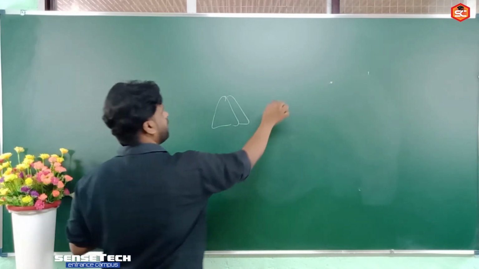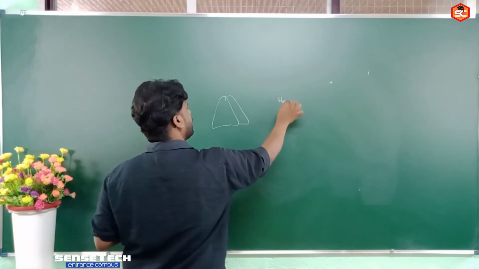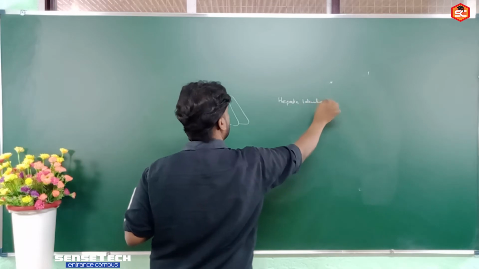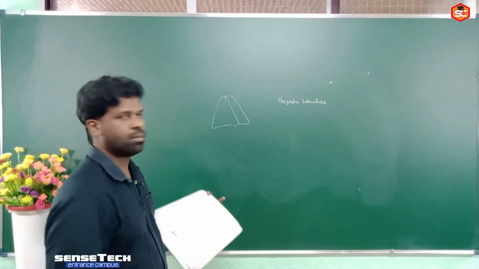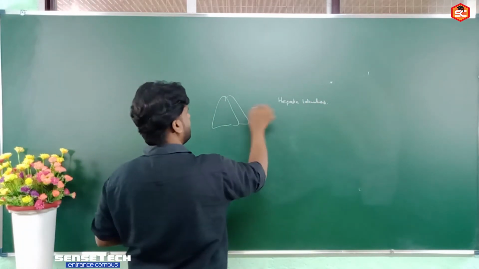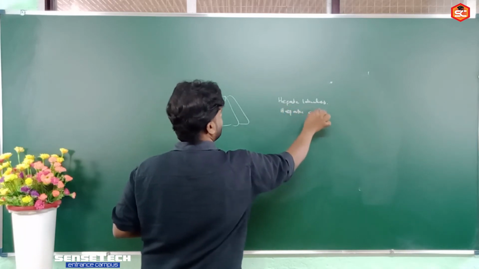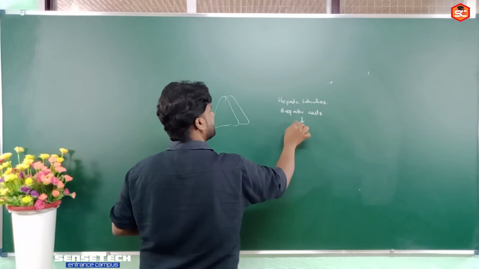The structural and functional unit of the liver is called the hepatic lobule. Hepatic cells are found in the hepatic lobule. Hepatic cells secrete bile.